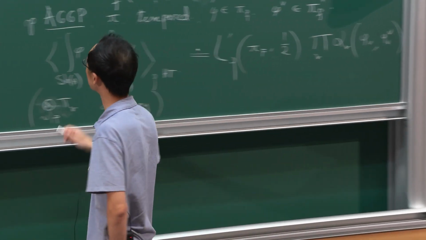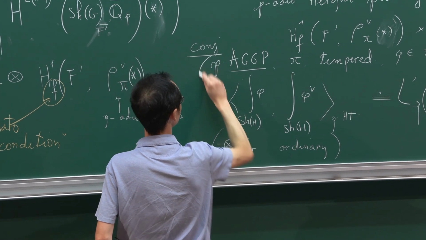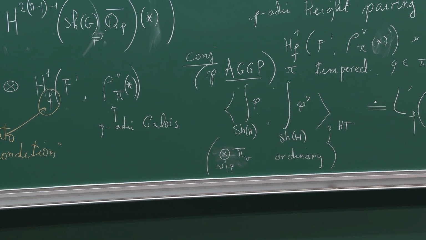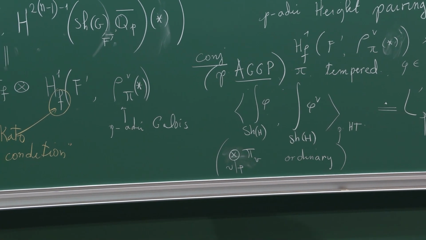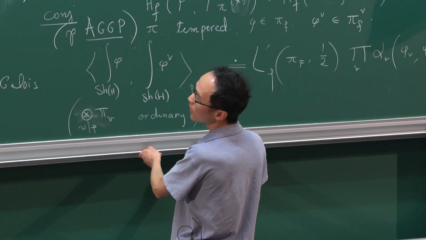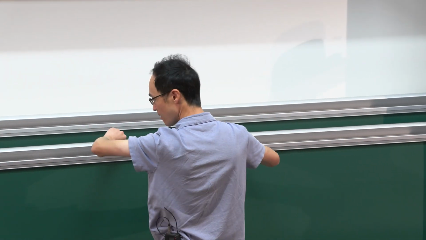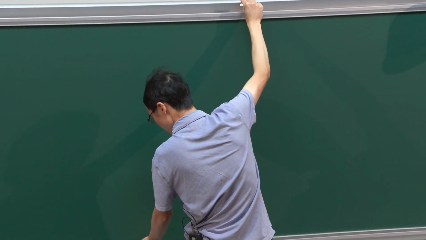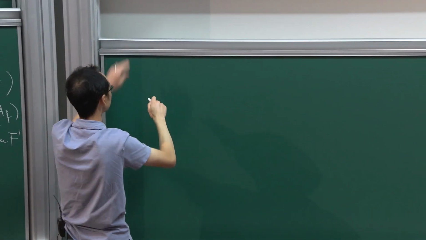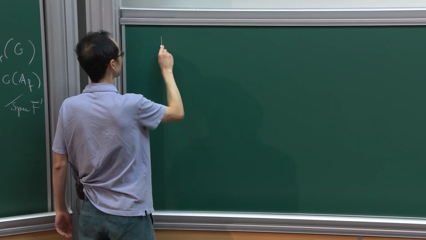So this is a conjecture, the p-adic AGGP conjecture. We should compare this with Waldspurger's formula or Ichino-Ikeda's formulation of a refinement of the Gan-Gross-Prasad. What do we know about this conjecture, the p-adic version? Let me just quickly mention.